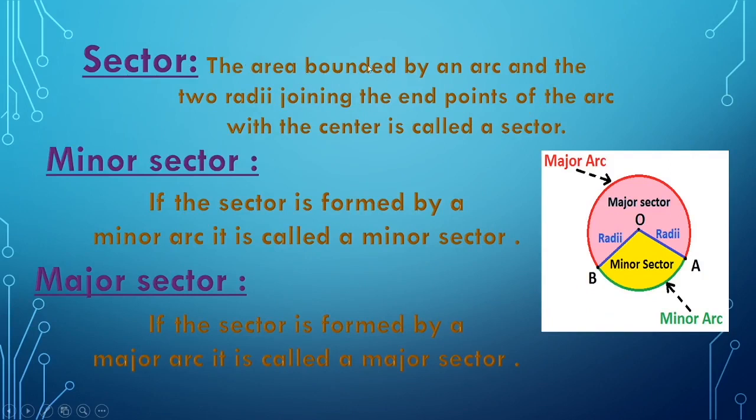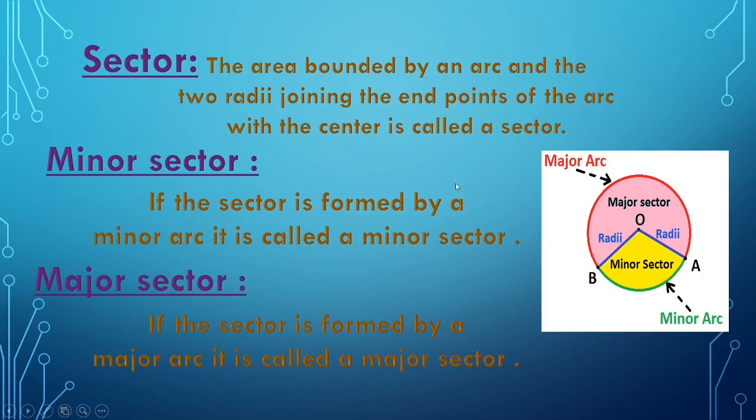Sector. The area bounded by an arc and the 2 radii joining the endpoints of the arc with the center is called a sector. Here in the figure, this yellow shaded region is bounded by an arc AB and 2 radii OB and OA with the center O. So this yellow shaded region is called a sector. Similarly, here this pink shaded region is bounded by an arc AB and 2 radii OB and OA with the center O. So this pink shaded region is also called a sector.